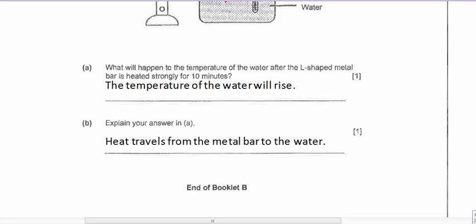Alright, so basically this question is about heat conductor, heat being able to flow from one place to another, able to flow in through the metal bar, because the metal bar is a good conductor of heat.